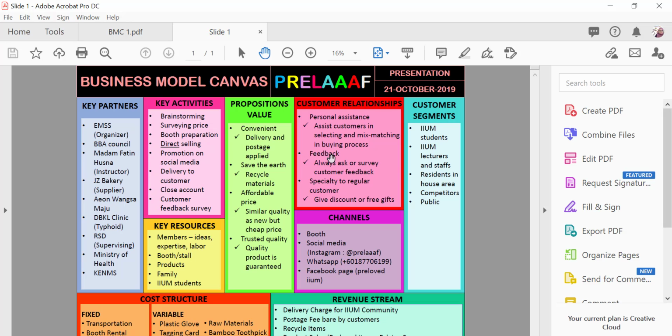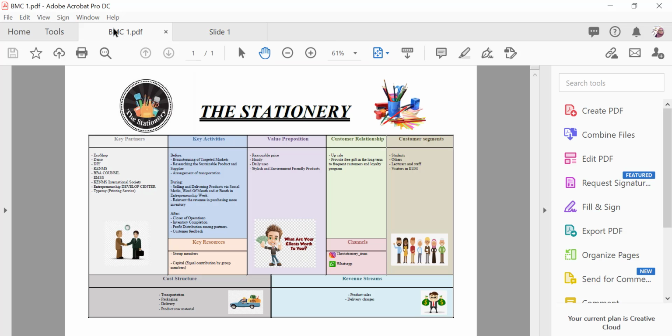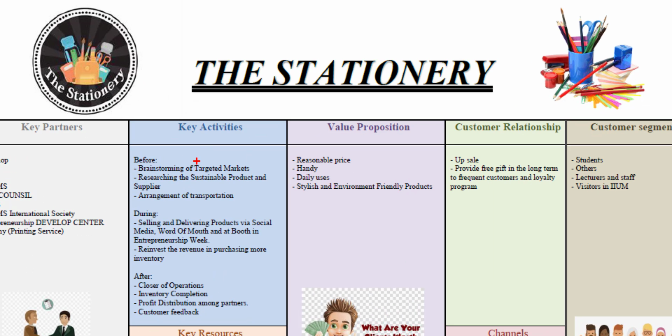That's why I'm saying that feedback in customer relationship cannot be put here, because it's already in the key activities. But when it comes to delivery, it's a different issue. In stationery, we have before brainstorming with the targeted markets. For example, this group brainstormed with their customers, so you can put searching for a sustainable product supplier, arrangement of transportation, selling and delivering product.